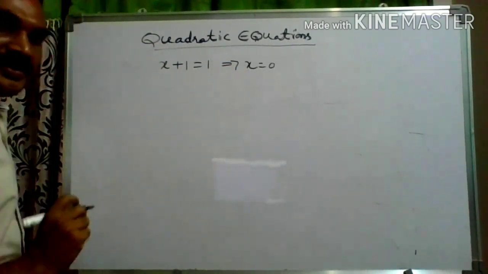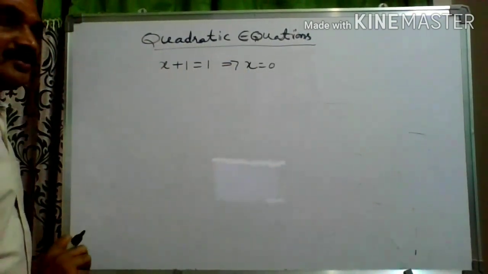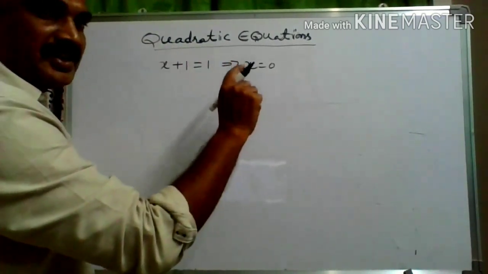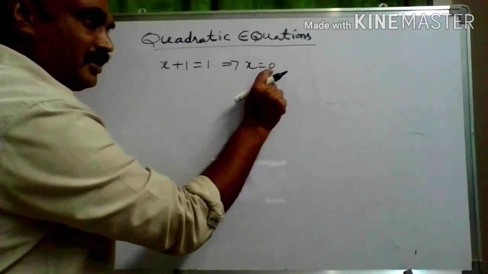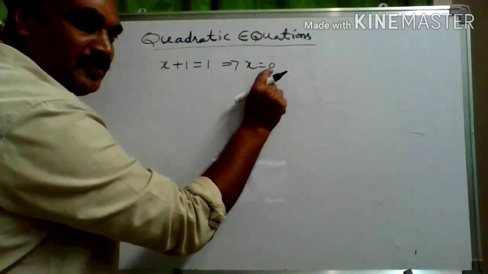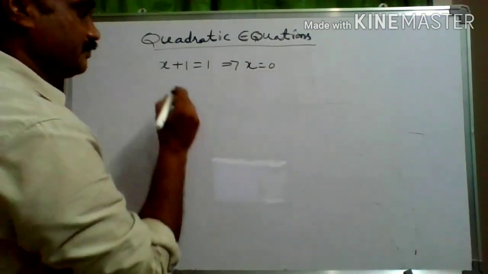First, natural numbers: x plus 1 is equal to 1, x is equal to 0. 0 is not a natural number. So natural numbers extend to whole numbers.